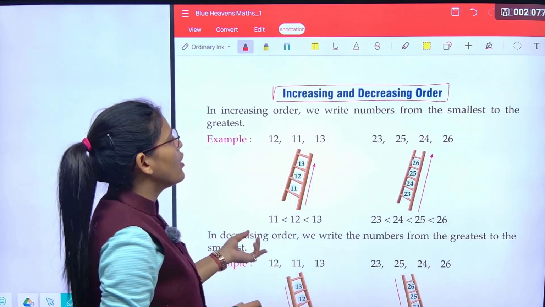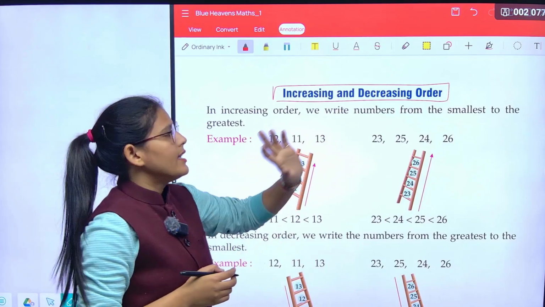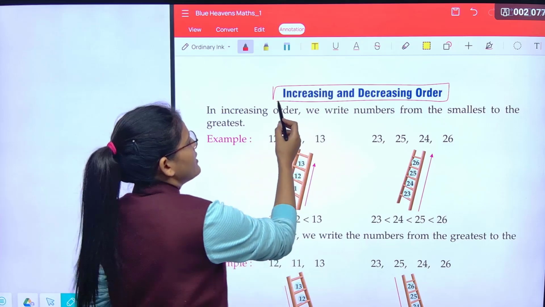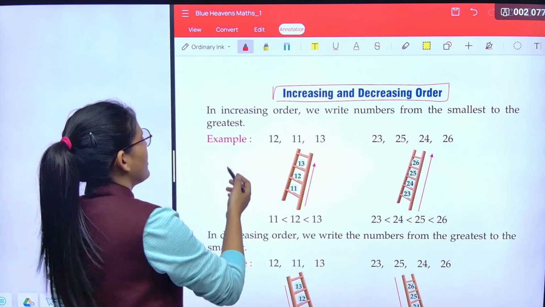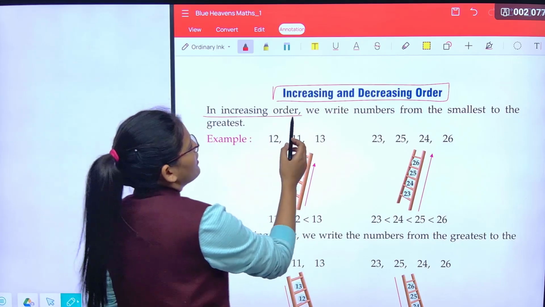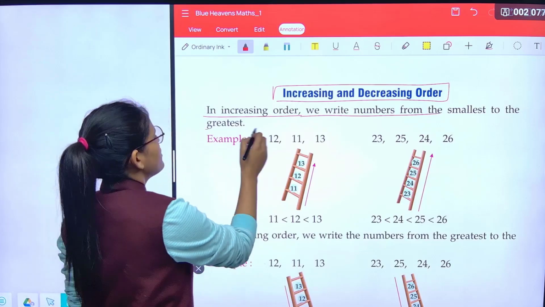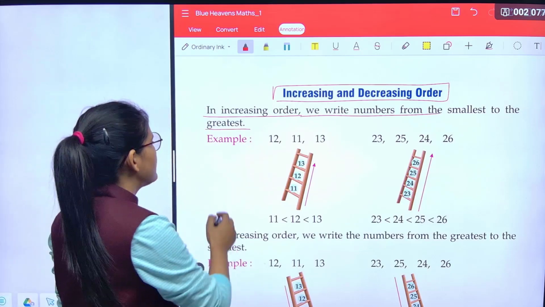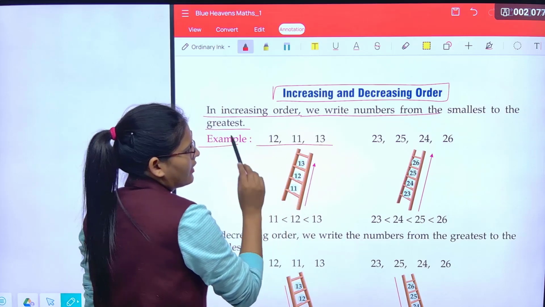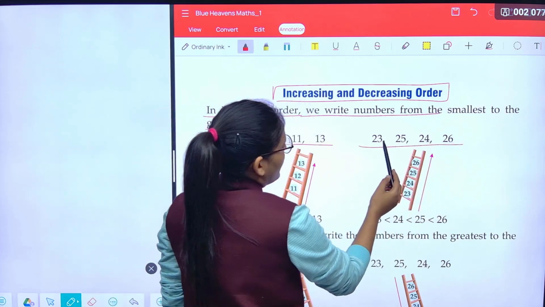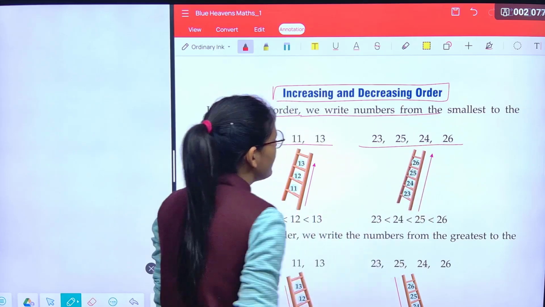Now class, increasing and decreasing order. Class, increasing order को हम ascending भी बोलते हैं और decreasing order को हम descending order भी बोलते हैं. In increasing order we write numbers from the smallest to the largest. Example 12, 11, 13. So 11, 12, 13. Now 23, 25, 24, 26. 23, 24, 25, 26. Understand?